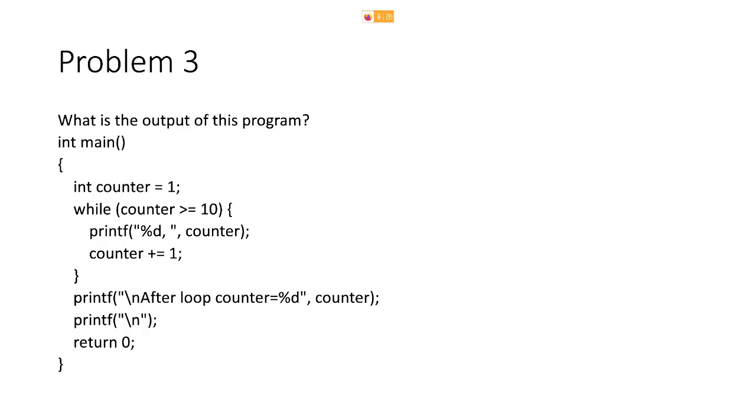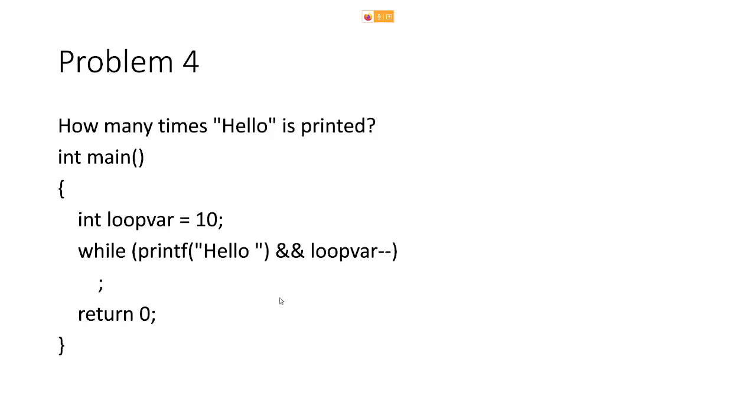Okay, which one? After the loop, counter is equal to 1. Right. Yeah, so only this printf statement will be executed. It will not go inside the while loop because the condition here becomes false, so it doesn't go inside. So just this will be printed, and counter is not changed, so counter is still 1. It will print after loop counter equal 1.